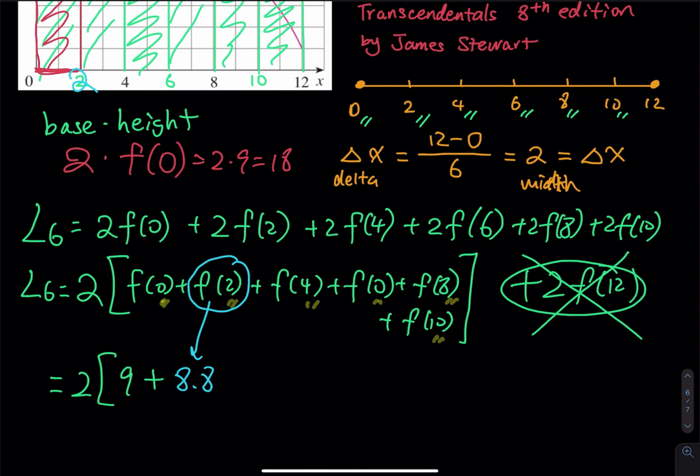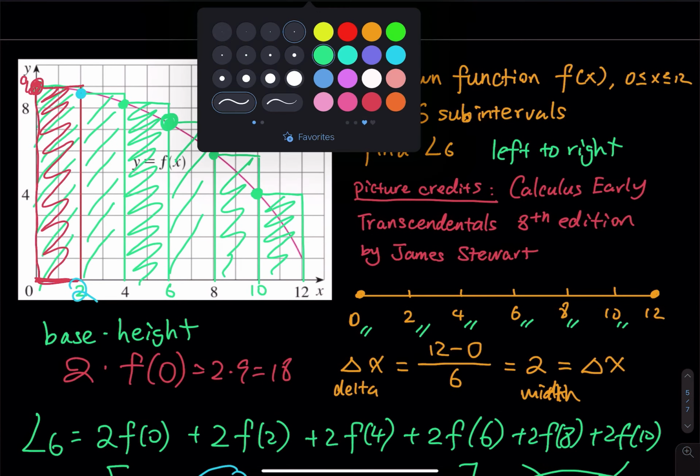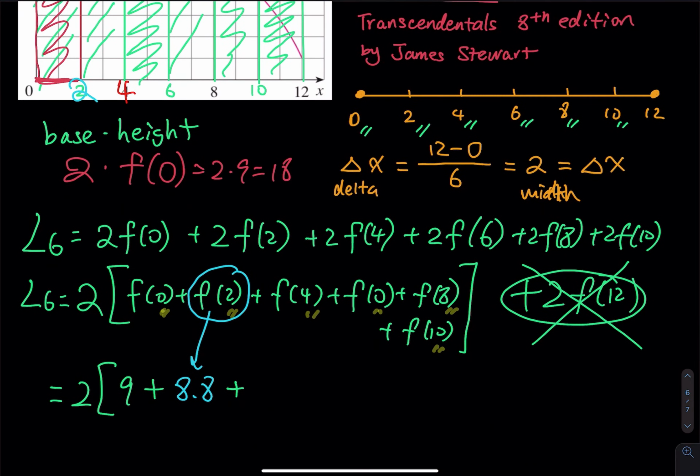And then f of 4. When x is equal to 4, we have a point right there, the red. I will just call this 8.2. So this one is 8.2.